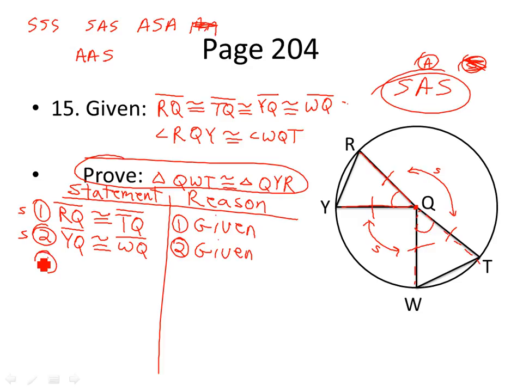That angle. Angle RQY is congruent to angle WQT. How do we know that? It's given. Guess what I put out here beside the 3? Is that enough? Now you got to be careful.